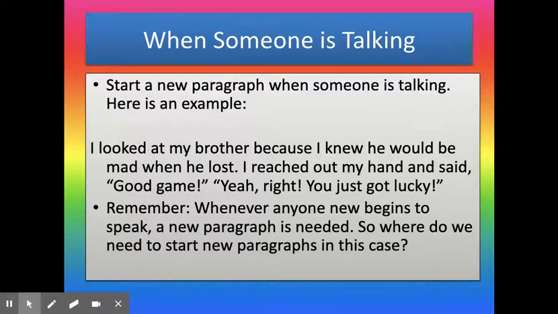So let's say my sister-in-law Kayla said, "No, he weighed less," responded Kayla. Now let's add in a third character. So let's say that my other sister-in-law is also talking to me. I'm going to tab in.